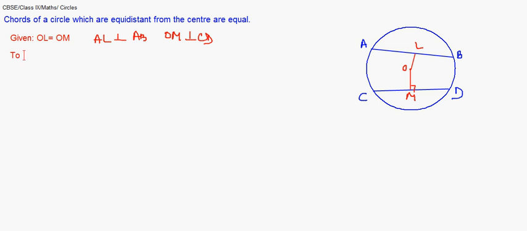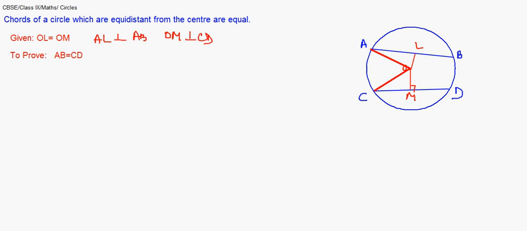What do we prove? We prove AB equal to CD. Now if we prove half of AB to be equal to half of CD, by multiplying it twice we can make AB equal to CD. So which is half of AB or half of CD? We can make AL and CM to be equal. To do so, again we draw them, we join this OA and OC to give them two triangles.